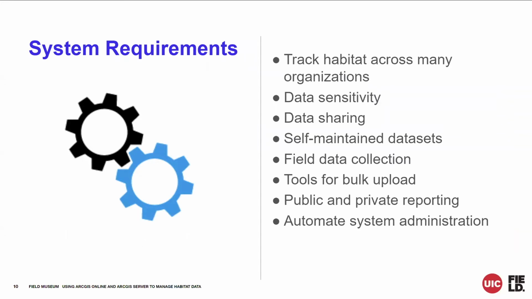The first thing we needed to do was to track habitat across many organizations that all needed to contribute and conform to a single database system and specific, often sensitive information about where their habitat areas are located, while also keeping that information private from other organizations and the general public, unless they explicitly chose to share their data.